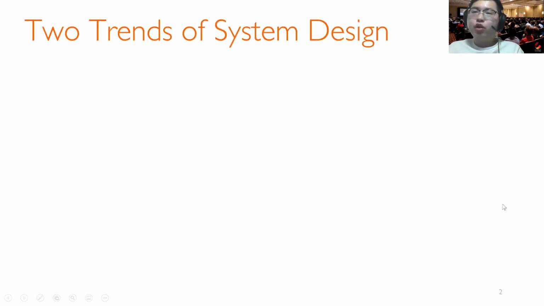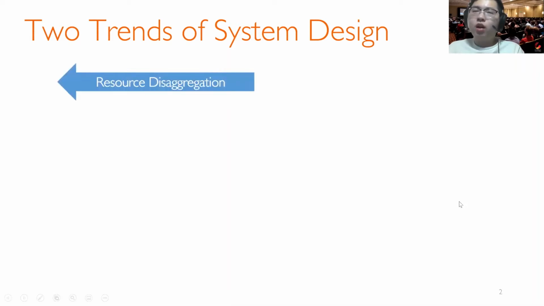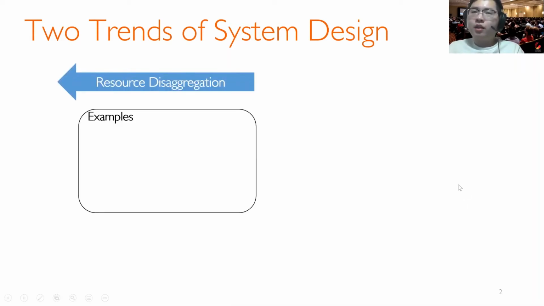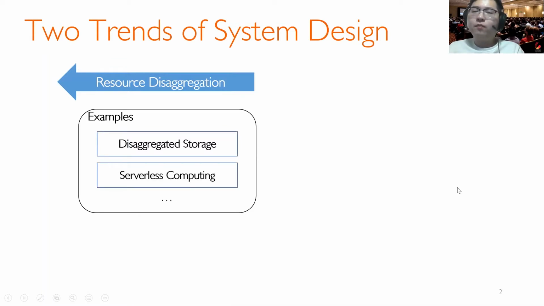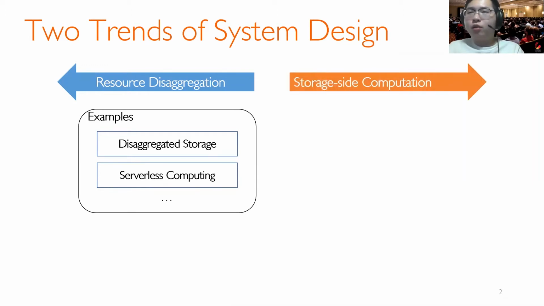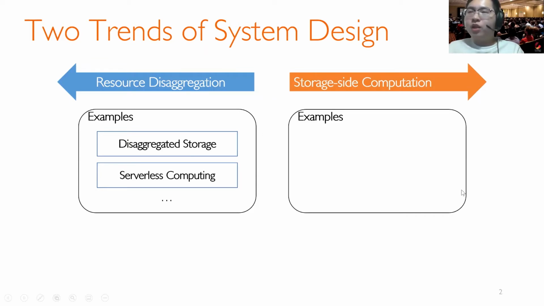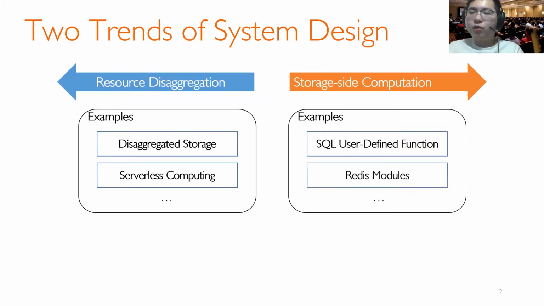Recently, there are two emerging trends of system design. One is resource disaggregation, examples of which are disaggregated storage and serverless computing. Following this trend, system designers try to decouple the storage resource from the computation resource. On the other hand, we have another trend of storage-side computation. Following this trend, system designers try to utilize the computation capabilities on the storage side, and examples of which are SQL user-defined functions and Redis modules.